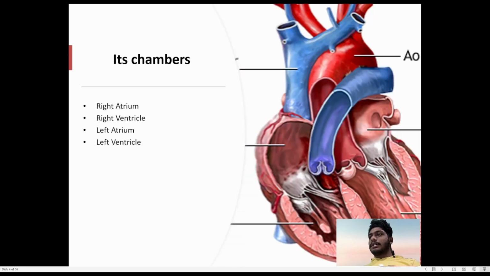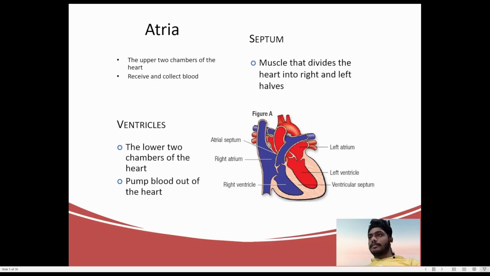Its chambers: right atrium, right ventricle, left atrium, left ventricle. Atria, the upper two chambers of the heart, receive and collect blood. Septum, a muscle that divides the heart into right and left halves. Ventricles, the lower two chambers of the heart, do the pumping out of the heart.